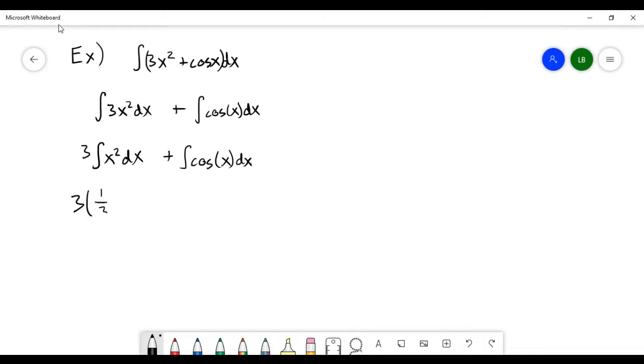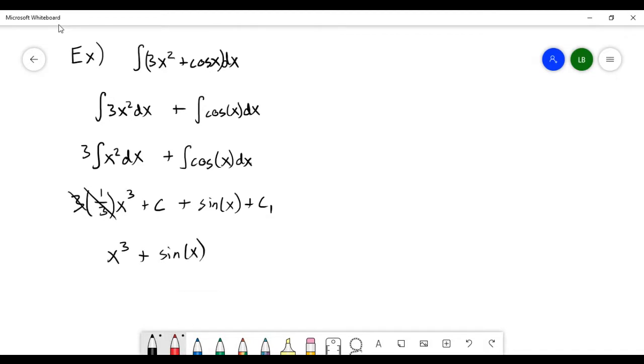So that's going to be 1 over 3 times x cubed, since remember we multiply by 1 divided by the power plus 1, and then raise the power by 1. Then we'd have plus a constant, plus the integral of cosine of x is sine of x plus c. Of course, this would probably be a different constant. And last, all we need to do is simplify. 3 and 1 third cancel. x cubed plus sine of x.